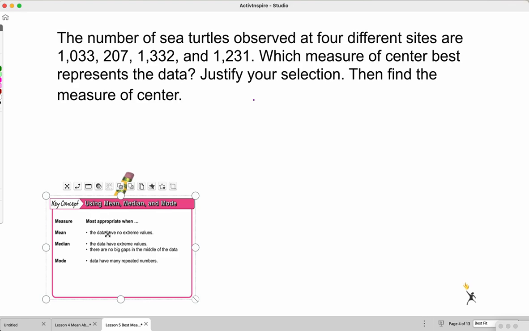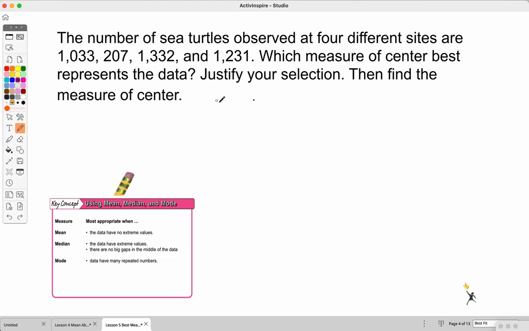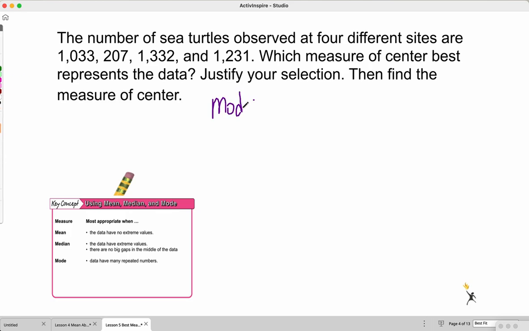All right. Well, let's see. So again, let's use our basic starting points. We know mode requires repeated values. We have no repeated values, so it definitely can't be that one. We have mean and we have median as our choices here.